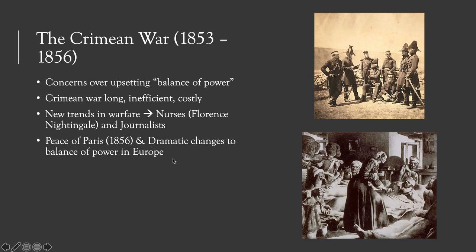So the Crimean War ended in 1856 with a peace treaty called the Peace of Paris. And the outcomes of the Crimean War are probably more important than the war itself, to be honest, because the Crimean War is going to produce some dramatic changes to the balance of power in Europe. So first of all, the Black Sea was agreed to be neutral territory. All right, so no one country would be able to control the Black Sea as a body of water.